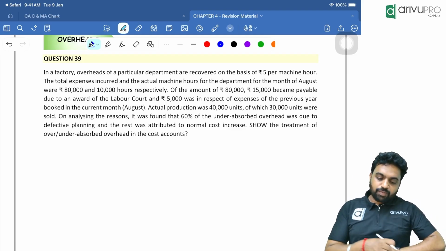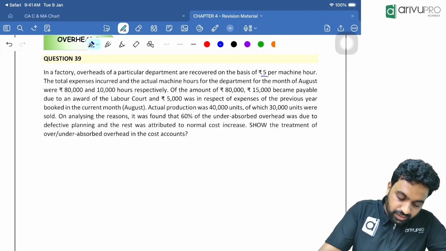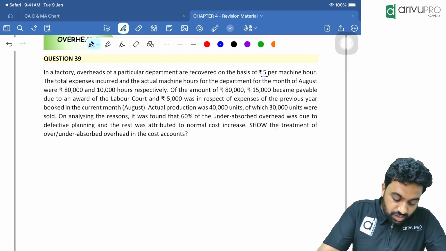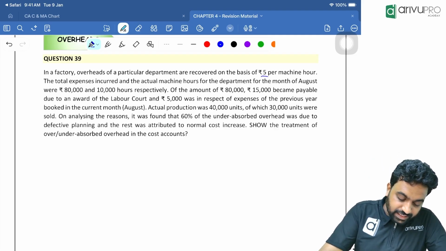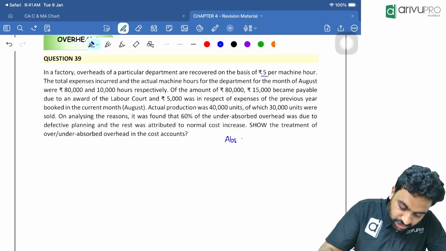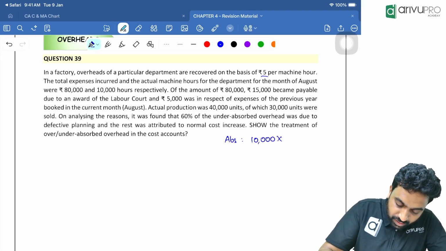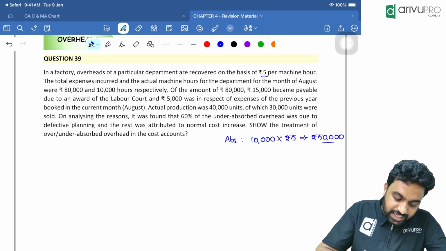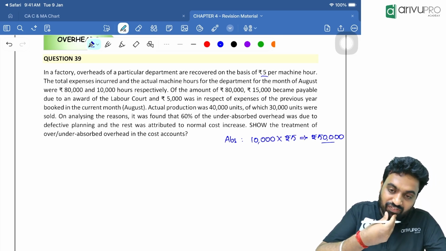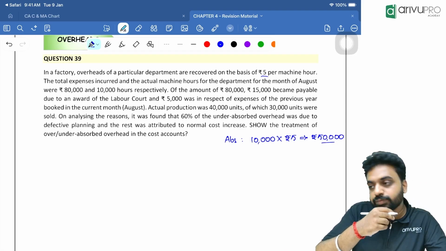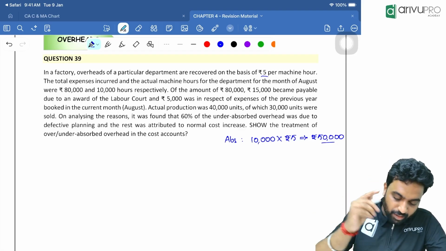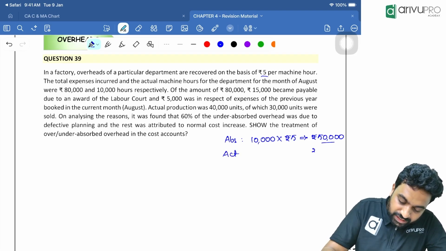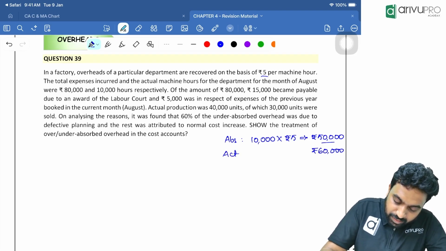In a factory, overhead of a particular department are recovered on the basis of 5 rupees per machine hour. The total expense incurred and actual machine hours were 80,000 and 10,000. So absorbed overhead is how much? 10,000 hours, recovery rate is 5 rupees, which is gonna be 50,000. Correct? Of the amount 80,000, 15,000 became payable due to award of labor court. 5,000 was due to last year expense booked. That means 20,000 is abnormal. That means actual overhead for comparison is only 60,000. That means there is under absorption of 10,000.